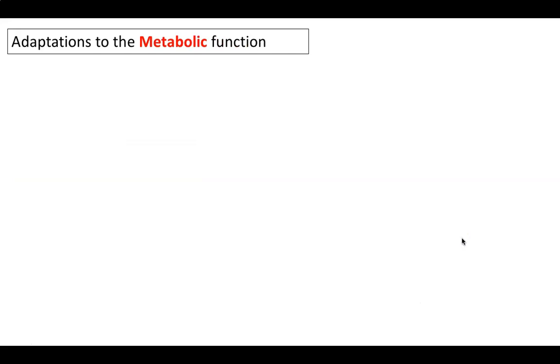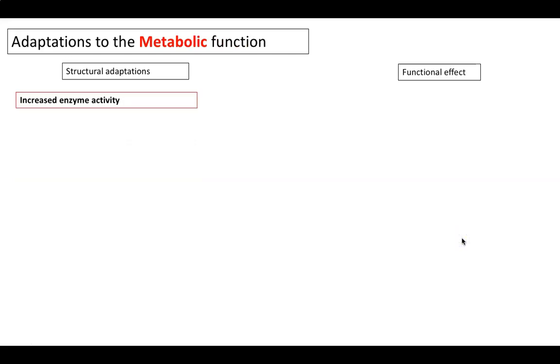Finally, adaptations to the metabolic function. Okay, so structural and functional. We're going to get increased enzyme activity. Remember, enzymes break our fuels down to create energy. We've got more fuel available now for aerobic energy. We've got more glycogen and more fats. Therefore, we're going to need more enzymes.